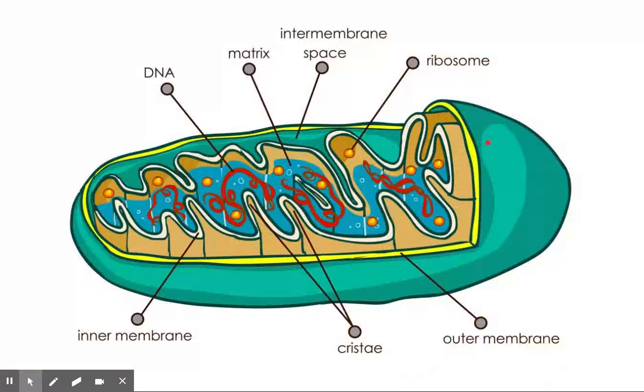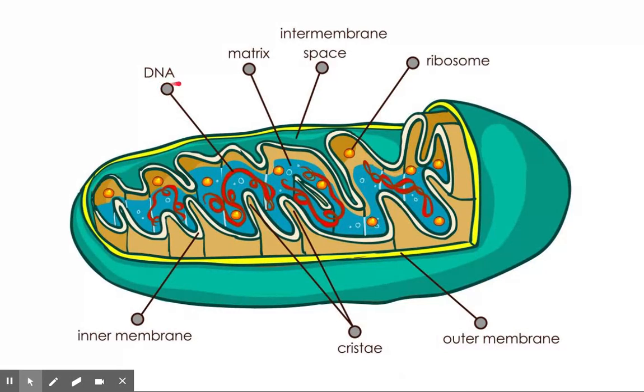All right, so here's our mitochondria structure. We can see it has this outer membrane to it. On the inside, you can see that it has this inner membrane that's kind of going back and forth. Inside of that, we can see that it has things like DNA.